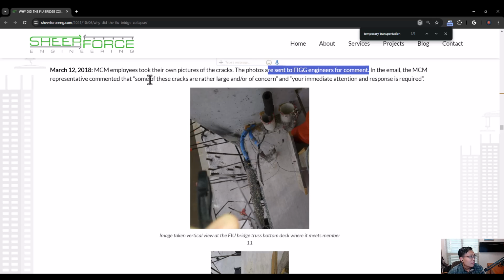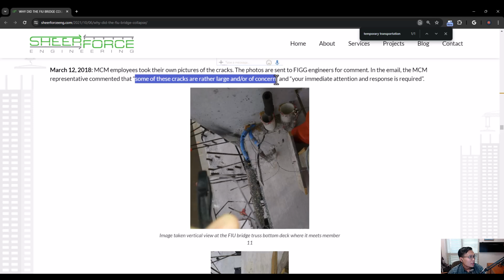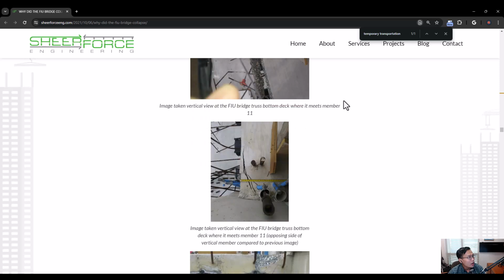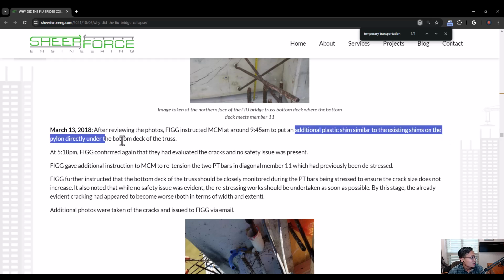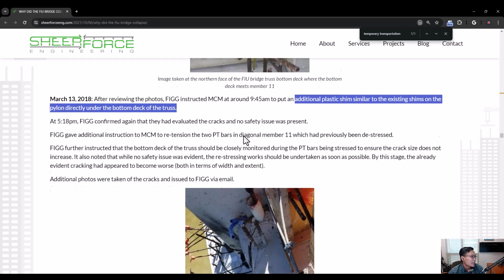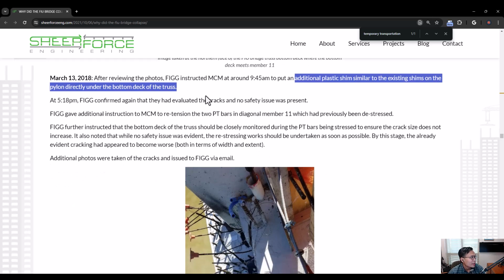And the MCM representative also expressed some concern. Some of the cracks are larger, of concern, and your immediate attention and response is required. And then on the next day, FIC reviewed the photo, and they instructed to put additional plastic shim similar to the existing shim on, but generally they said to put some plastic shim over there.